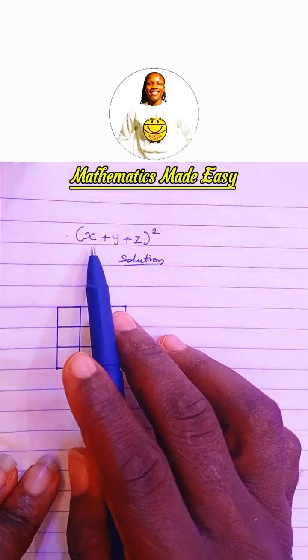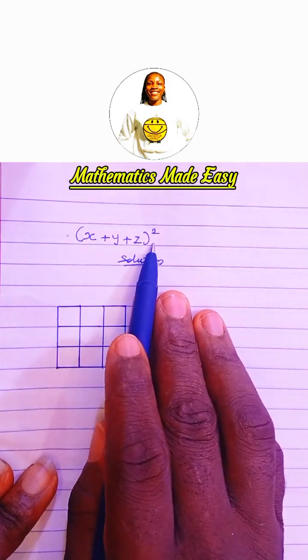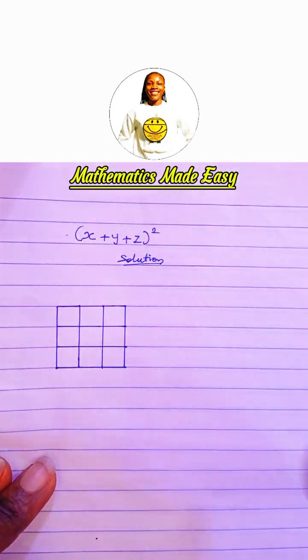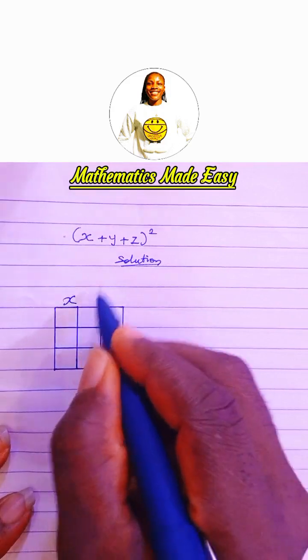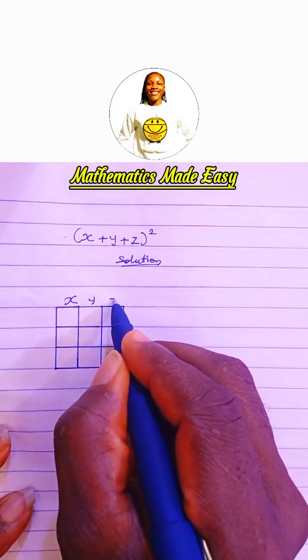All right, let's look at this. Once you are given something in this form to solve, you don't need to expand it. All right, what you have to do is just to draw a box as you can see here. Once you have done that, label it. Here will be x, here will be y, here will be z.